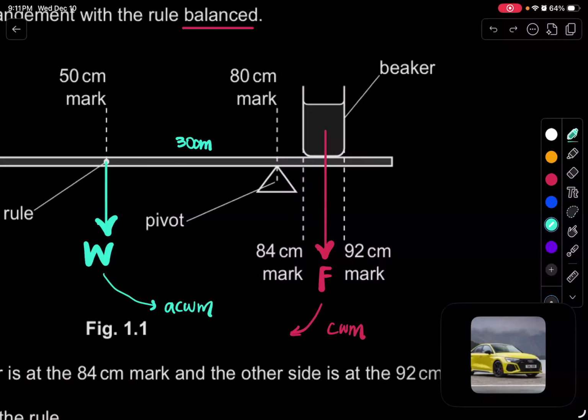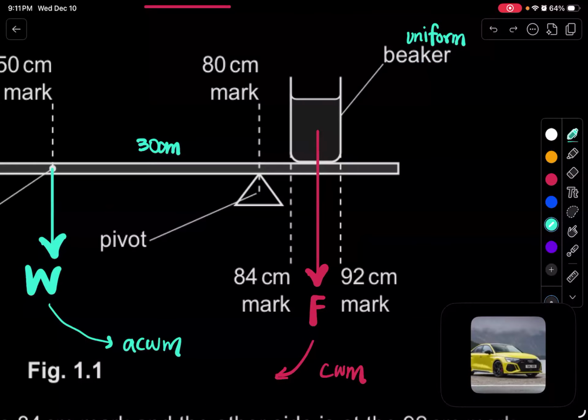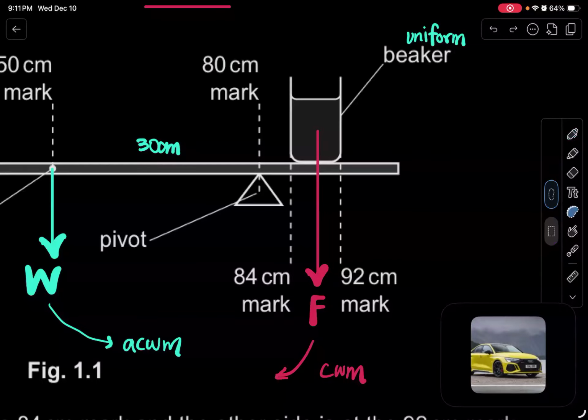Now, the beaker is also uniform. They've stated that in the question. If the beaker is uniform, then that must mean that all of the weight is acting at its center, right? Then that means you're going to take the force as if it was acting exactly at the center. So that would mean this distance, right? This is 4 centimeters. And what is the extra distance to the force? You can check it out. So how do we know that?